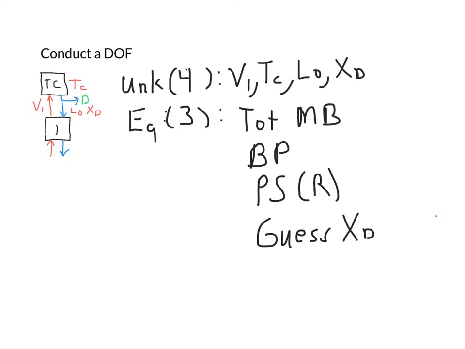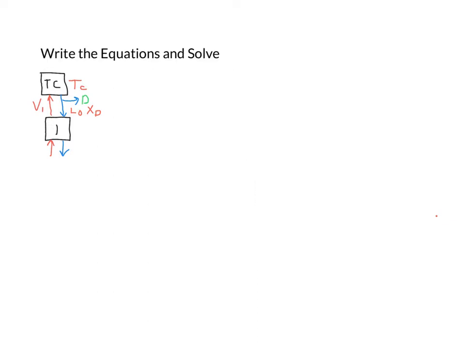And then after we do the stage-by-stage calculations, we'll find out if the bottom composition that we get from the stage-by-stage calculation is the same as the one that we would get from an overall mole balance around the column. So now we can write the equations and solve for the total condenser.